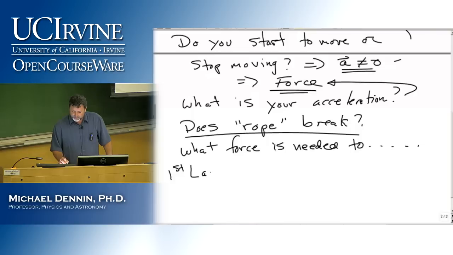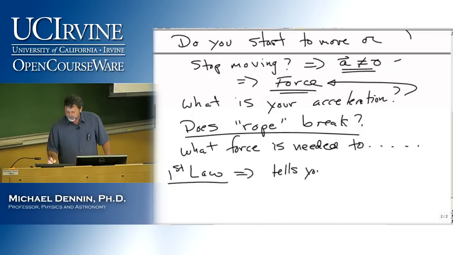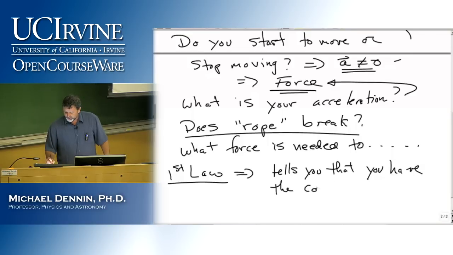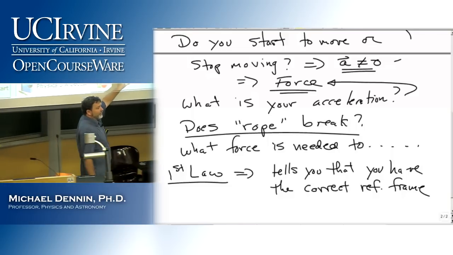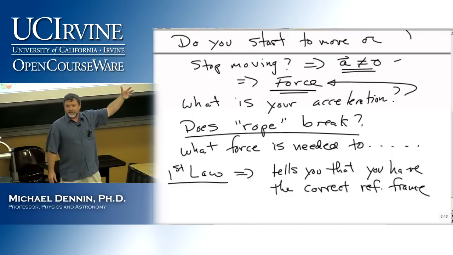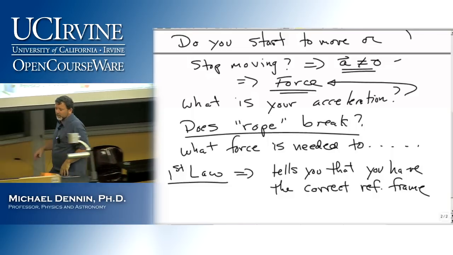The first law you won't even realize you're using, because it tells you that you have the correct reference frame, that it's an inertial reference frame of constant velocity. We do very, very little where we have to worry about that. That would be in a more advanced physics class. But it's there behind every problem we do.